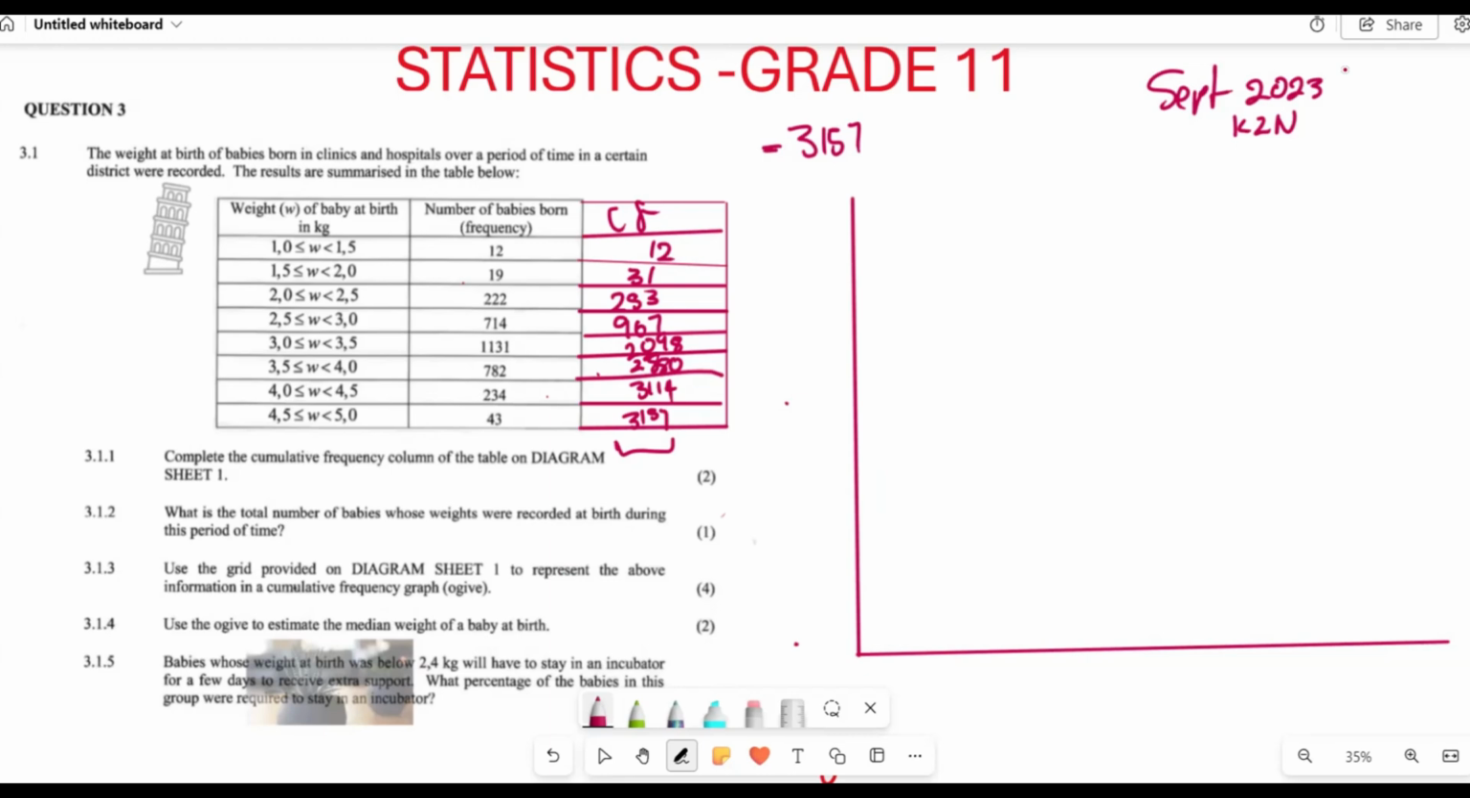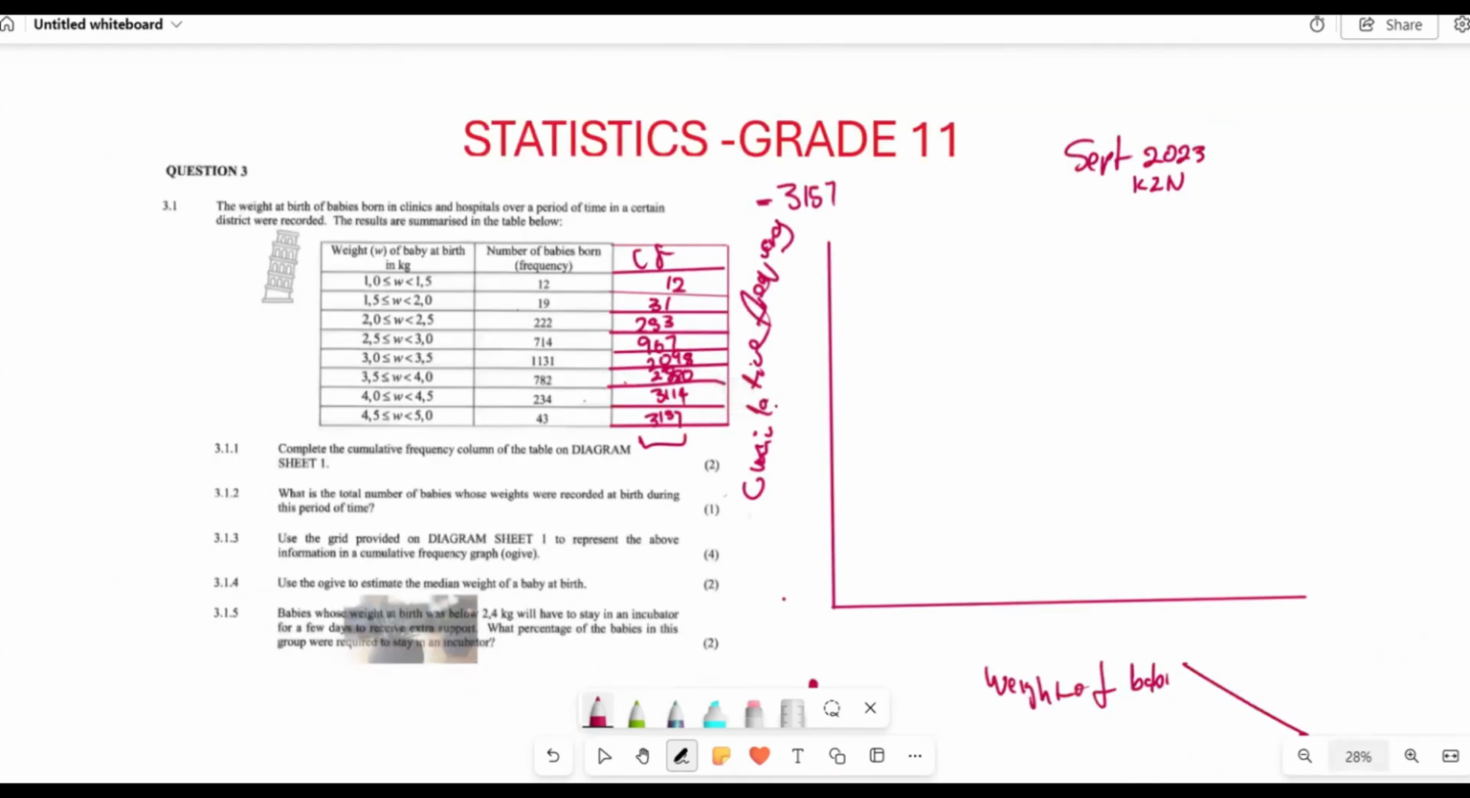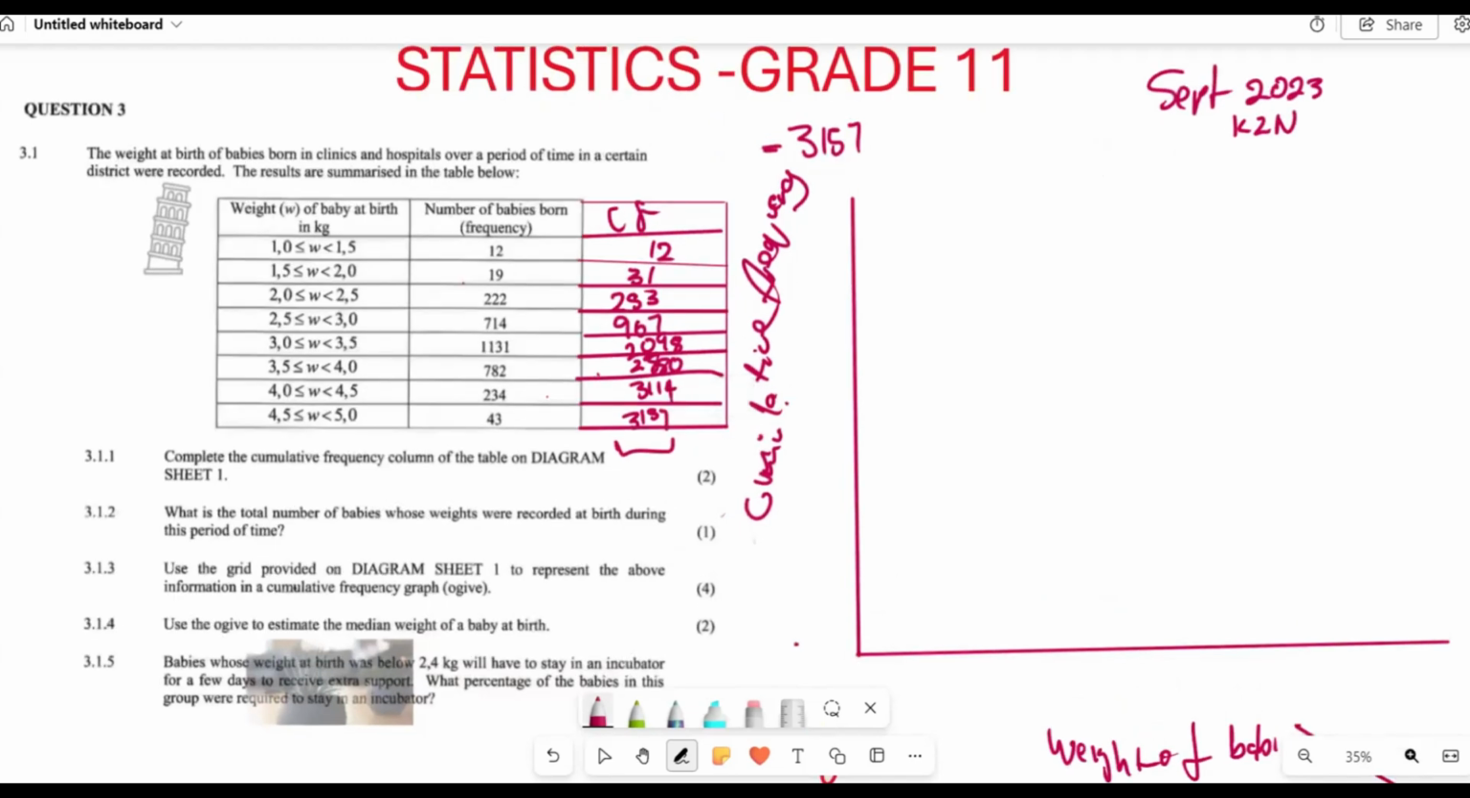Now let's see what you're going to have here. Whenever we are required to draw an Ogive diagram, we use the cumulative frequency. Use your cumulative frequency and weight. In this case, it's going to be the weight of babies. Yes, this is going to be the weight of babies.